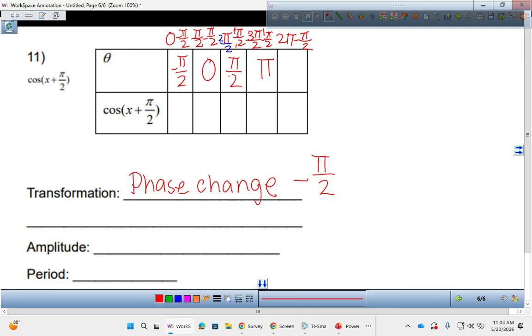Two pi minus pi over 2, I need this common denominator, so I'm going to give this a 2, and that means I'm going to give this a 2. So that top actually becomes a 4 pi, because it's 2 times 2 pi. So it's 4 minus 1. So it's 3 pi over 2.